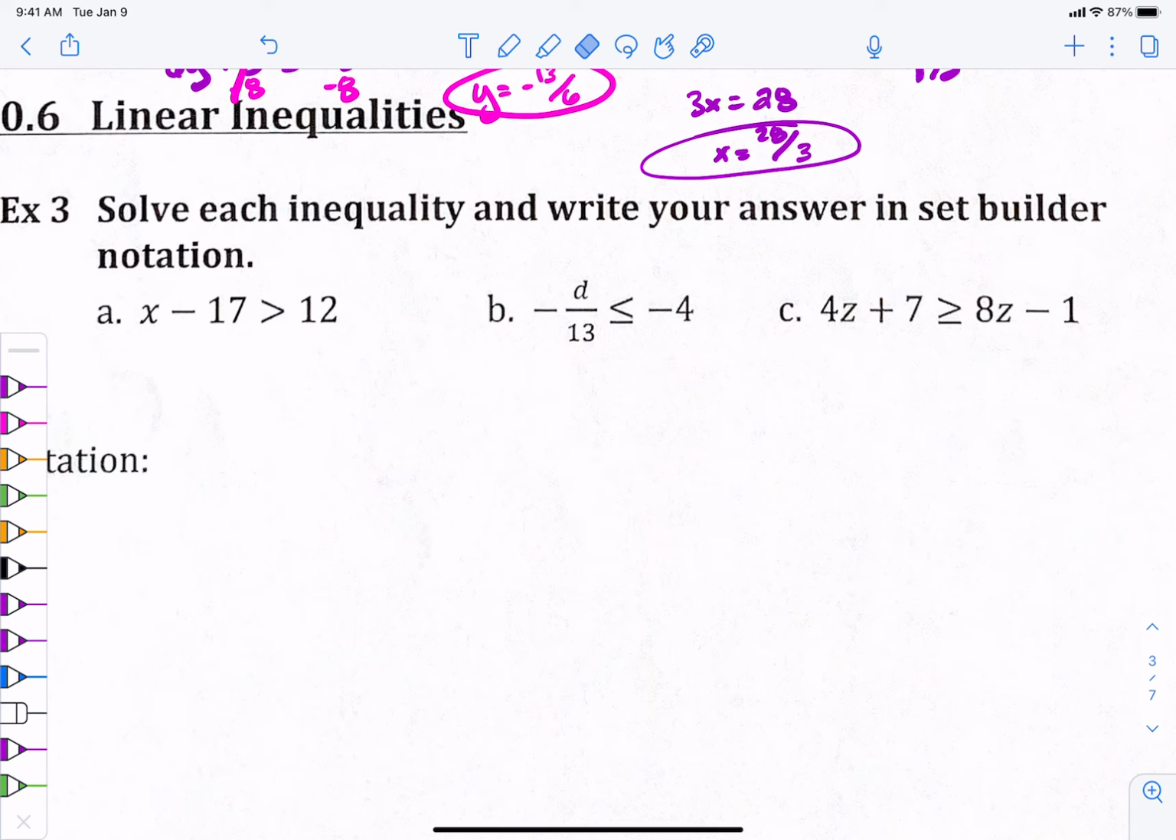Last section. We have to solve each inequality and write your answer in set builder notation. Don't let me forget to do that, and I'll show you what set builder notation is, okay?